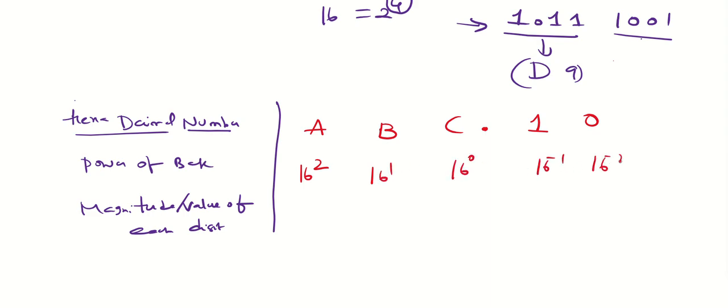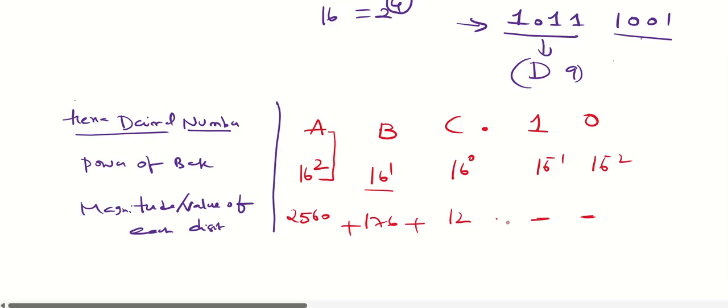You can multiply A. What is A? A is equal to 10. 10 into 256 is 2560. So B is nothing but 11, and 11 16s are 176. C is nothing but 12, 12 into 1 is 12 only. You can get the values by using a calculator. If you want to get the decimal value, you can accumulate all these values and you will get the final decimal value.